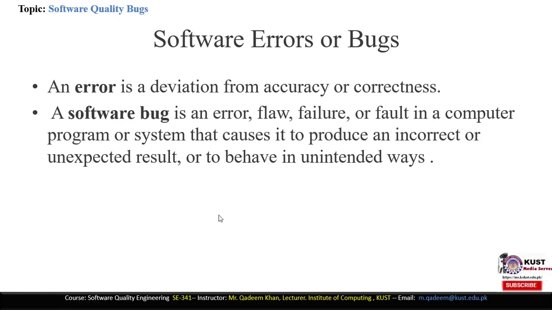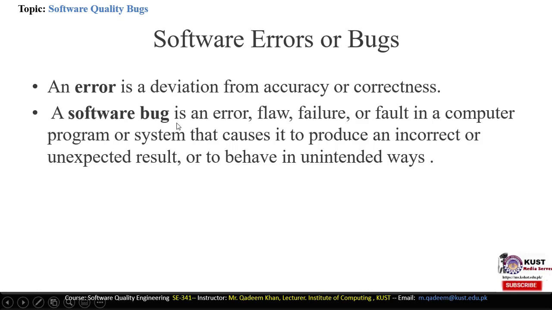Software errors or bugs. First we will explain what a software error or bug is. Basically, an error is a deviation from accuracy or correctness. It means that when errors occur, there will be no accuracy or correctness in the software. So if you want accuracy and correctness, the software should be free of all errors. So a software bug is an error.